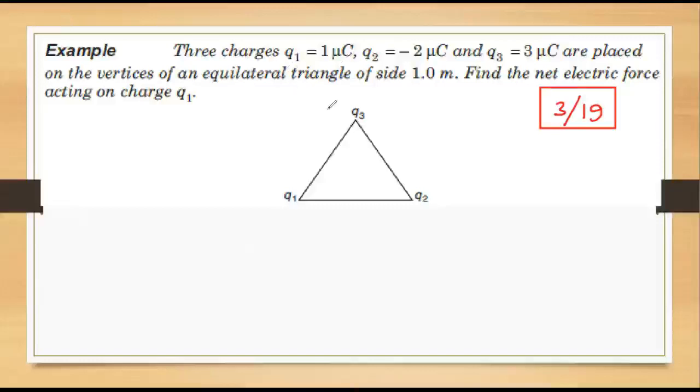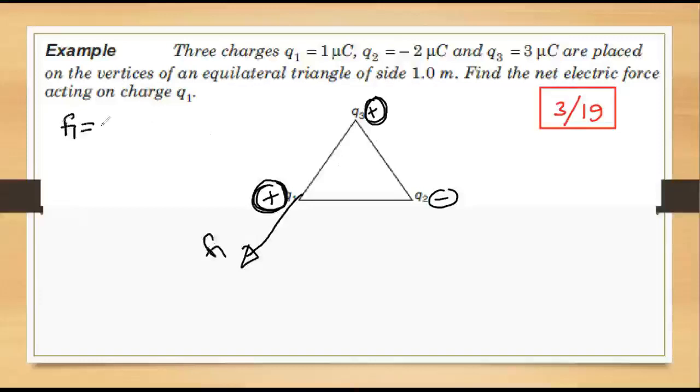Three charges. Q1 is positive here, this is positive. Q2 is negative. Q3 again positive. They are placed on the vertices of an equilateral triangle of side 1 meter. Find the net force on Q1. So obviously this will repel it, and it will be in this direction.